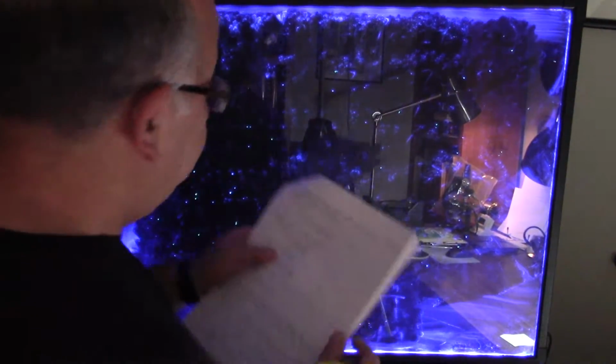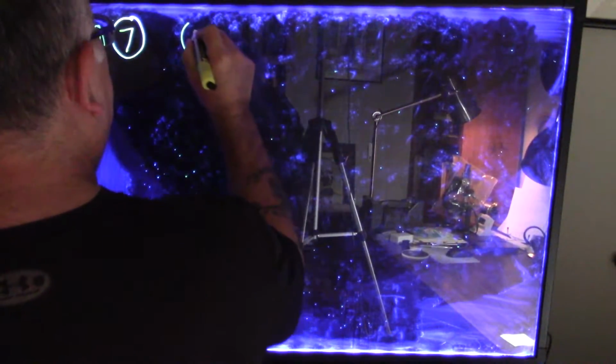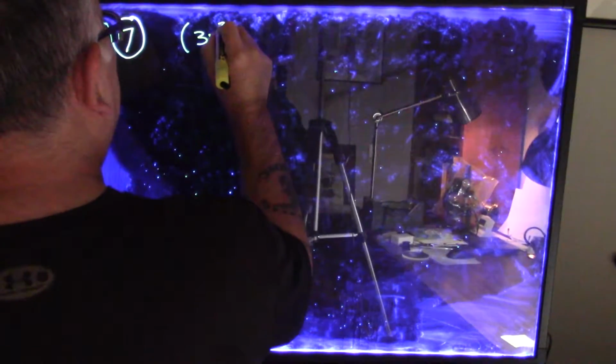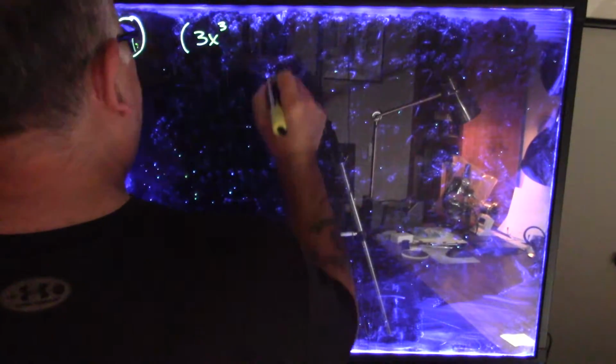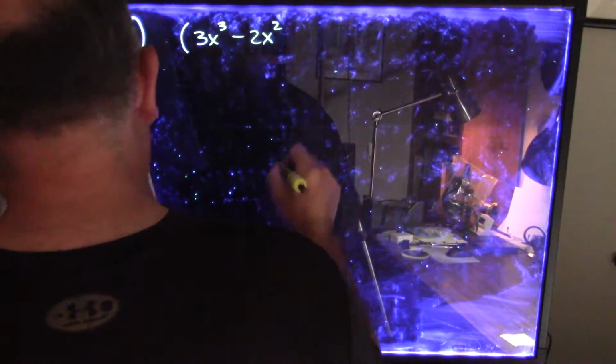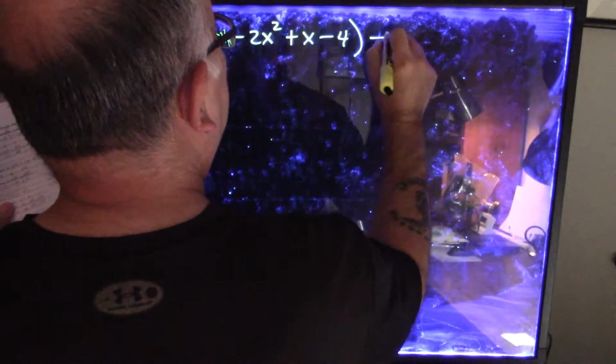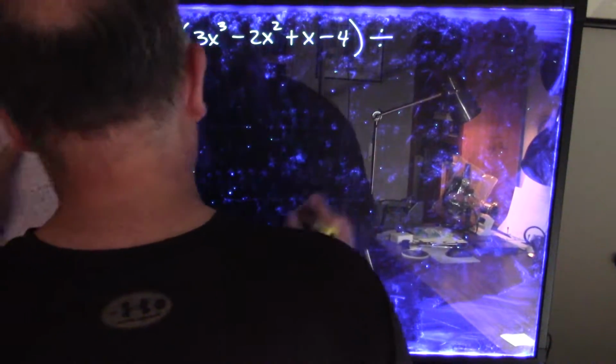Number 7. For the following exercises, use the remainder theorem to find the remainder. So what we have here is 3x cubed minus 2x squared plus x minus 4, divided by x plus 3.